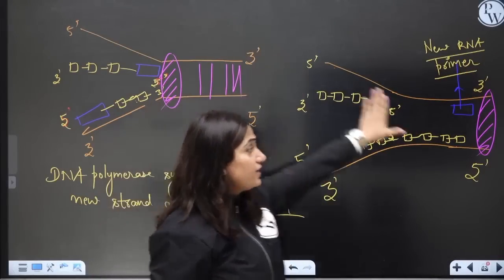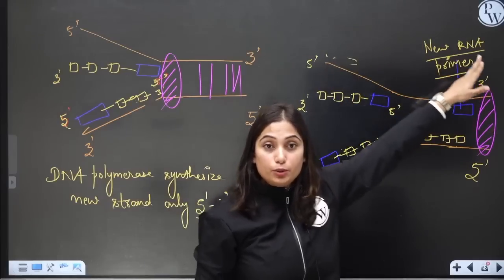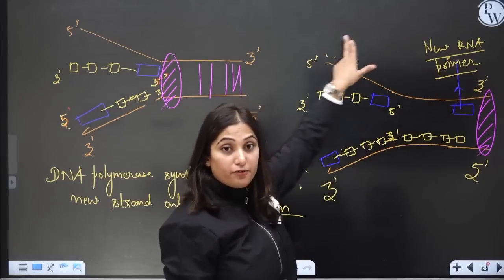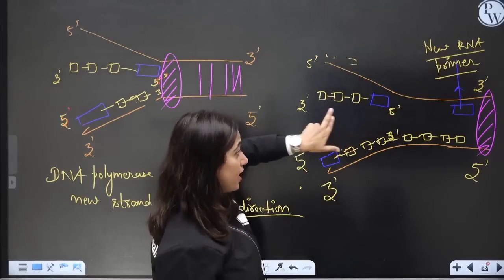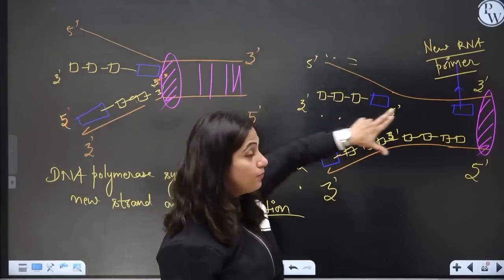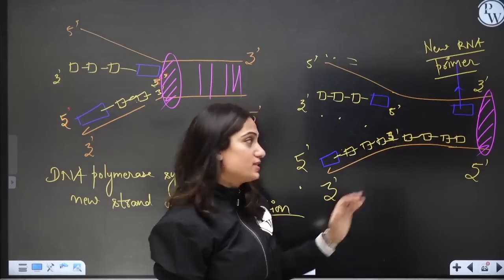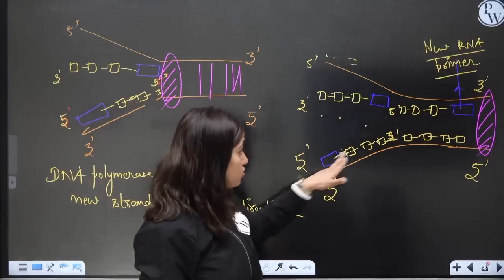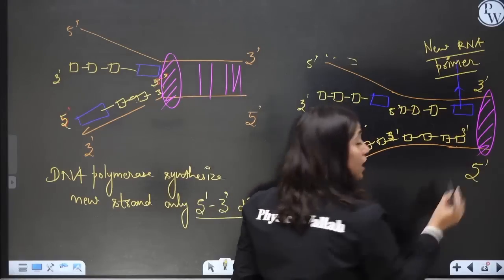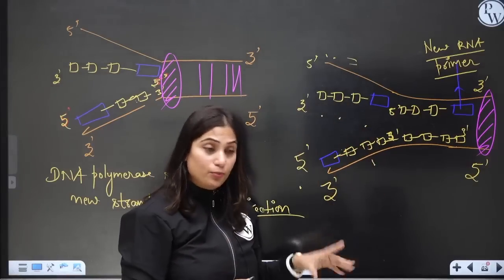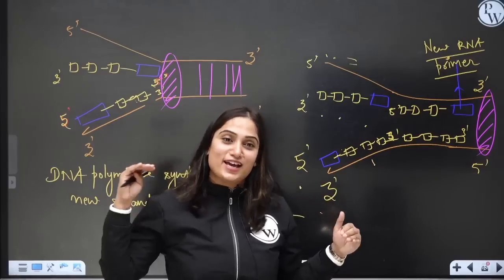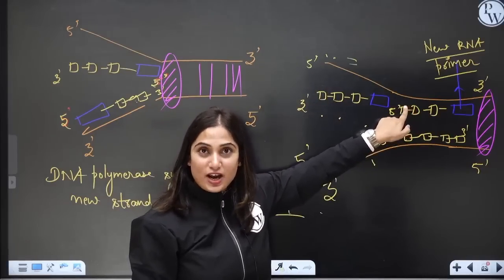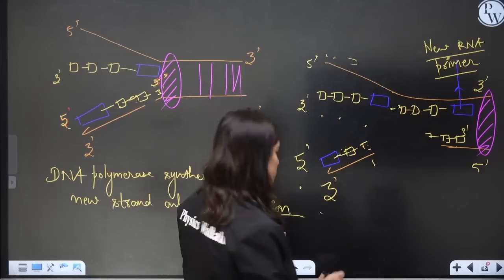So the template strand having the polarity 5' to 3', polarity is to be read in left to right direction. So this template strand having the polarity 5' to 3', on which the strand is getting formed, this strand having the polarity 3' to 5', is not continuously synthesized, but it is discontinuously synthesized. But this strand having the polarity 5' to 3', which is formed on the template strand having the polarity 3' to 5', will be synthesized continuously. So this new strand of DNA is the lagging strand, and this new strand of DNA is the leading strand.